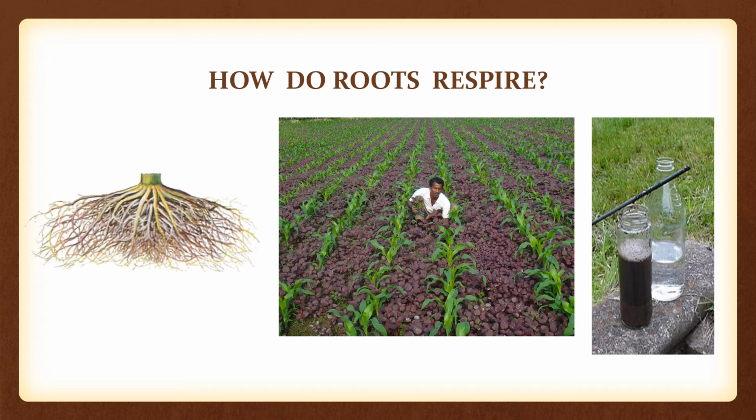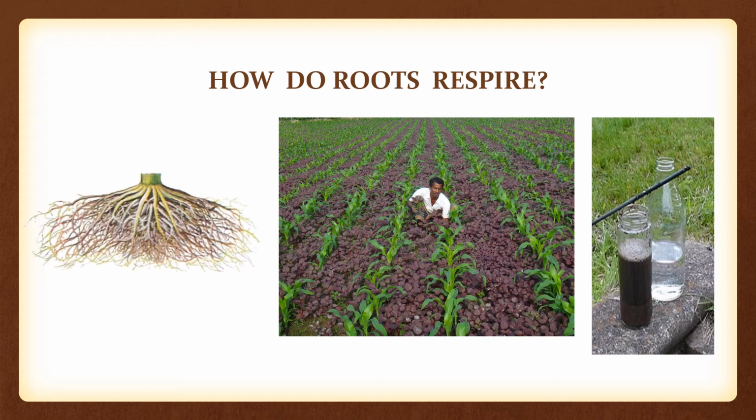Roots are there in the soil. So there are a lot of air spaces present between the soil particles. Roots absorb oxygen from these air spaces. Here the farmer is planting the maize plant. Yes, he is plowing the land to make the soil loose to improve the air circulation in the soil.